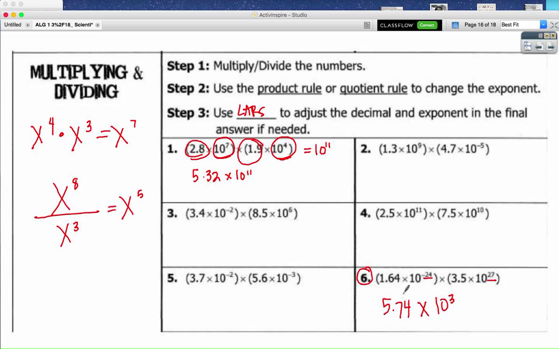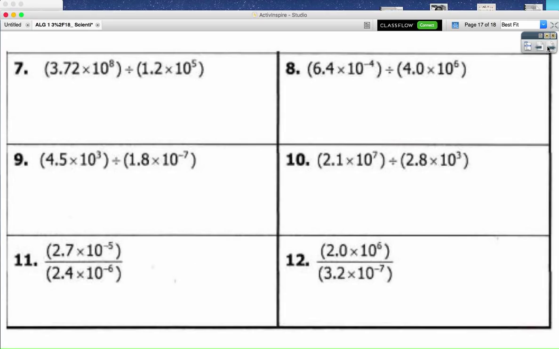Now if this 5.74 had not been in proper scientific notation form, like if it had been 57.4, we would have to move the decimal to where there was only one digit to the left of the decimal, and then adjust the exponent accordingly. If it's already in proper scientific notation form, you do not have to do that. You are just completely finished. Again, you can really type these in the calculator as well. Just make sure you put each expression in its own individual parentheses.